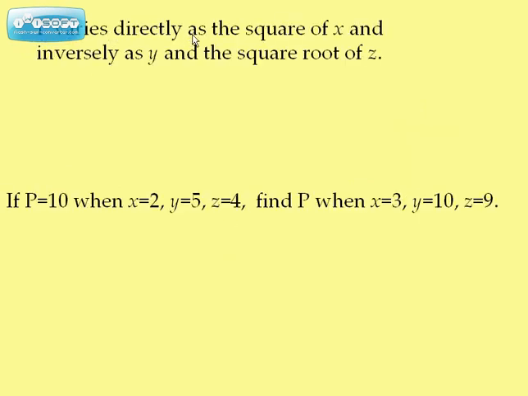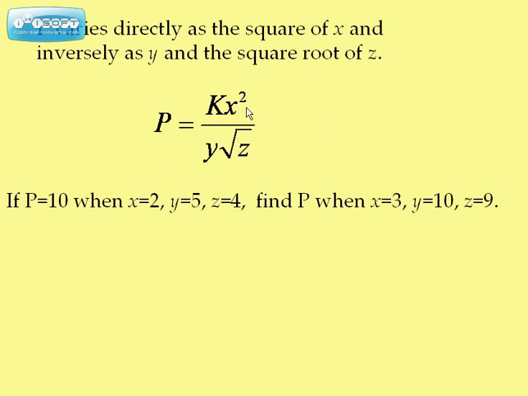So if p varies directly as the square of x and inversely as y and the square root of z, what's going to happen with that equation? Well, first I look at what varies. P varies, so that tells me I'm going to have p equals, and then directly as the square of x, so I should get some k times an x squared. But it's also inversely as y and the square root of z, so I'm also going to get a division in this one.